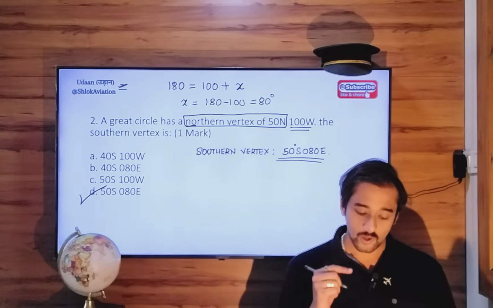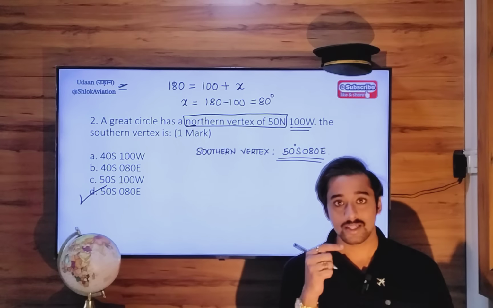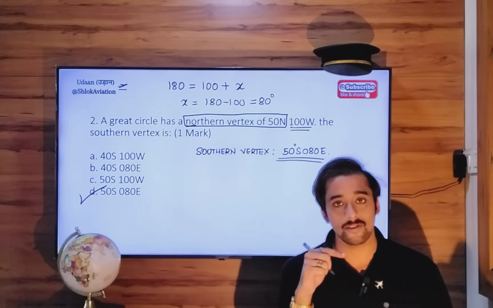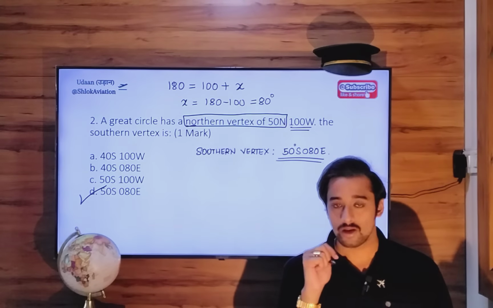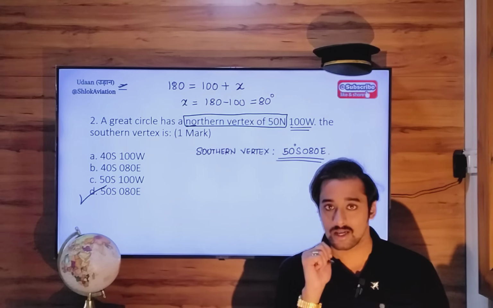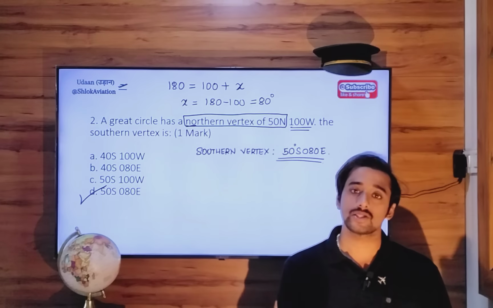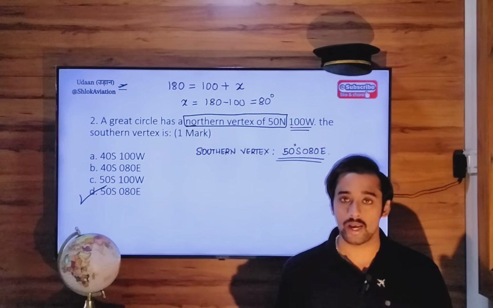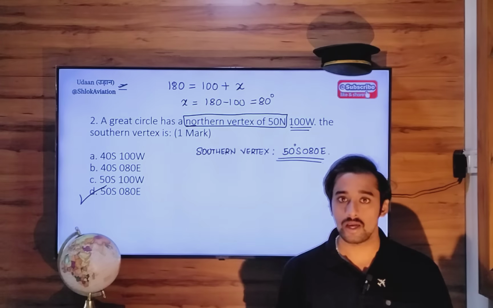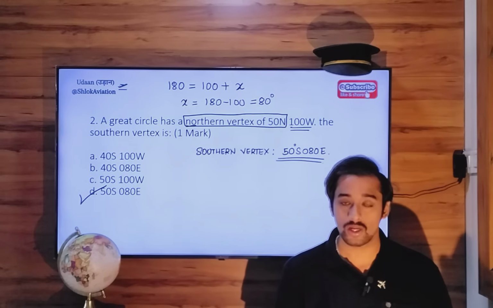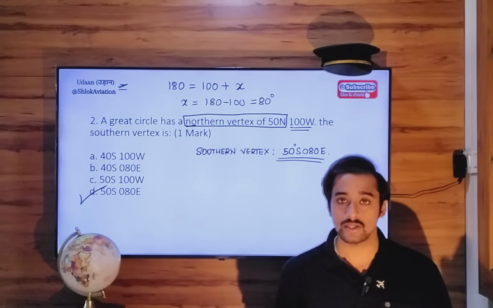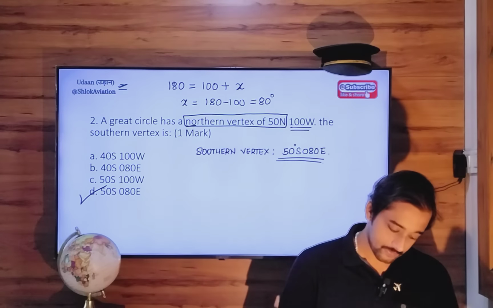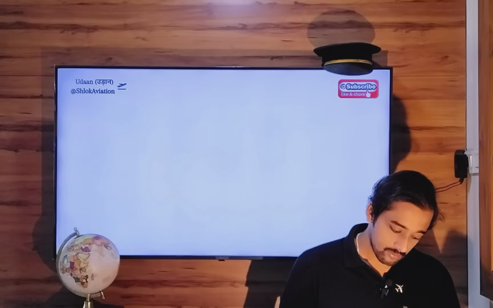So now again, the northern vertex is 50 degrees north, the southern vertex will be the opposite of it, 50 degrees south. Longitude: if one longitude is 100 degrees west, the other longitude will be 080 east. The sum of the longitudes must be equal to 180 degrees, and the hemisphere will be opposite. If one is in the western hemisphere, the other location will be in the eastern hemisphere. Remember that. Next, question number 3.